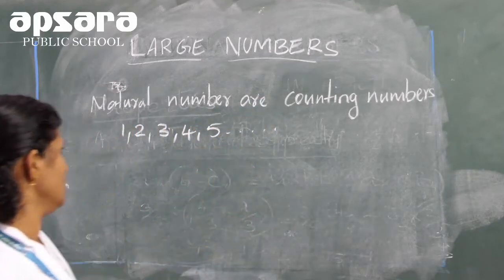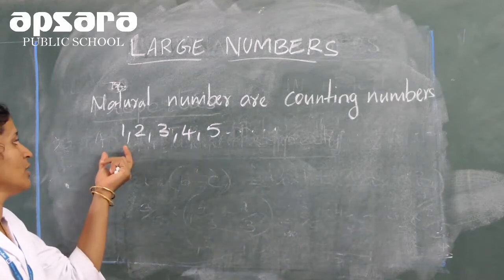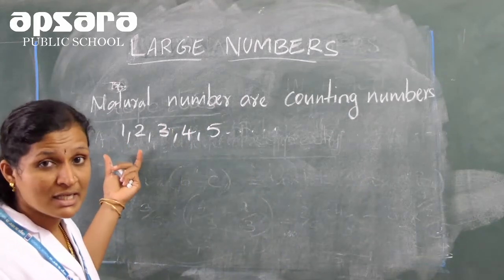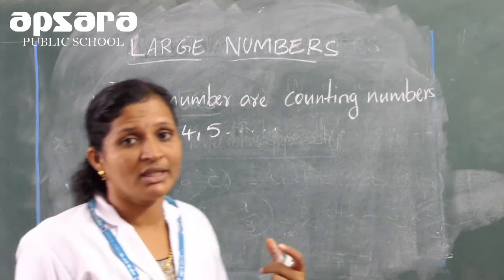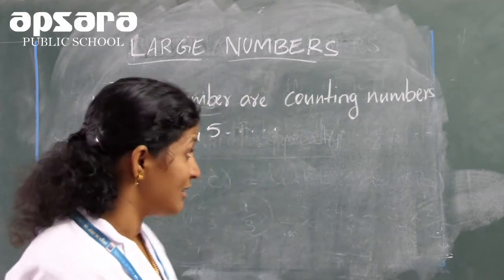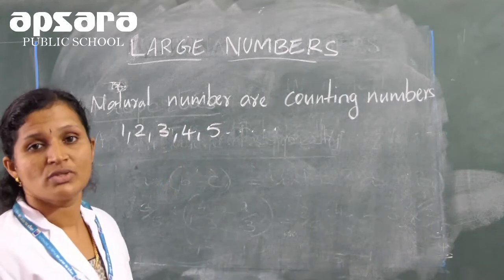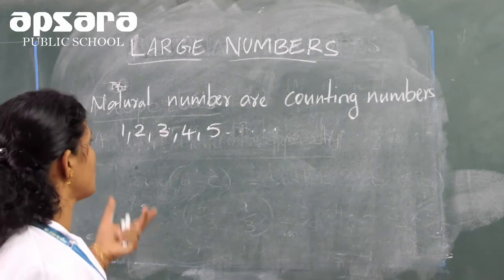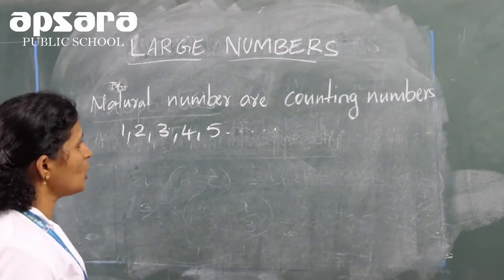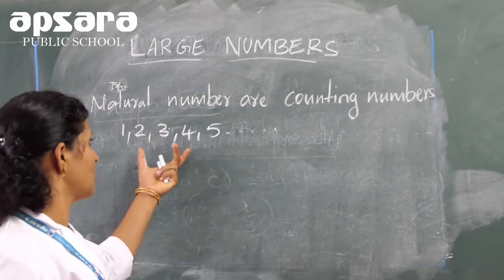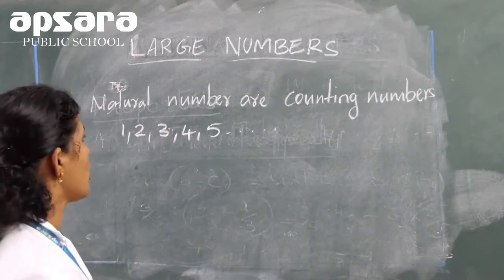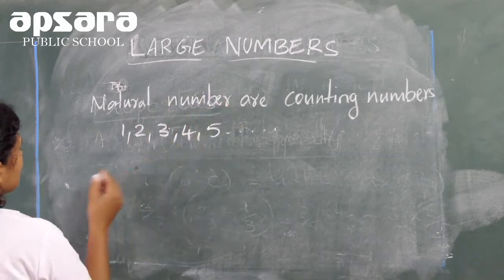Now, in natural numbers, which is the smallest natural number? 1 is the smallest natural number. Now, you'll be thinking, what about 0? In the set of natural numbers, there is no 0, right? So what do you call that set? The natural numbers along with 0, we call them whole numbers.